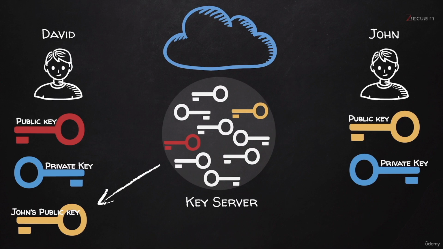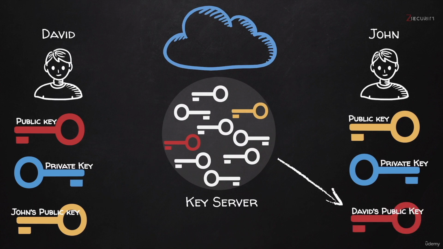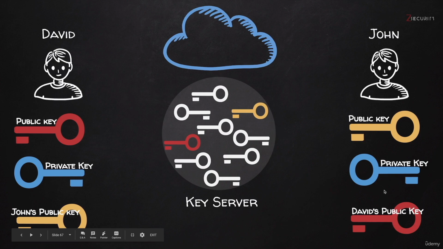Same goes for John. If he wanted to get David's public key, he can query the server, download David's key, and that way both David and John have each other's public keys, and therefore they can start communicating and encrypting messages to each other using each other's public keys.